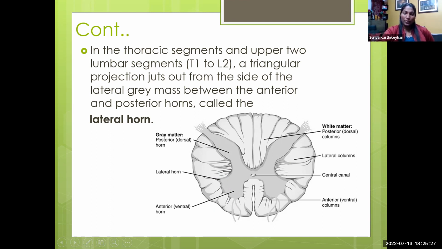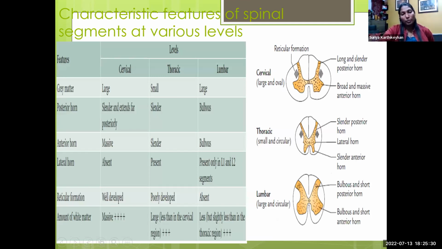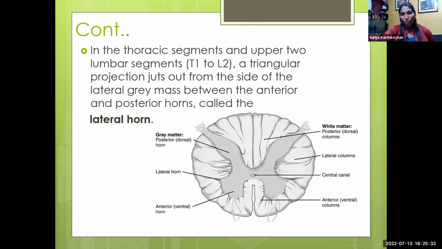So there are some characteristic features. We have to differentiate between the cervical spinal segments and the others. I told you, a spinal segment is nothing but the part of the spinal cord from which a single spinal nerve arises. In the cervical region we have spinal segments, and in the thoracic region we have spinal segments. We have 31 pairs of spinal nerves, so there should be 31 spinal segments. We should differentiate between the cervical, thoracic, and lumbar spinal segments. Each one has a characteristic feature, and we are going to see these in detail.